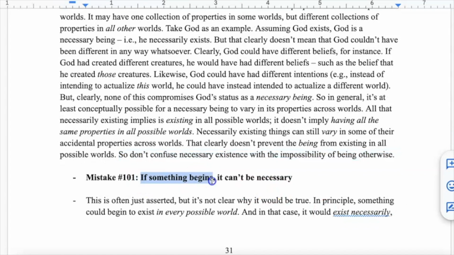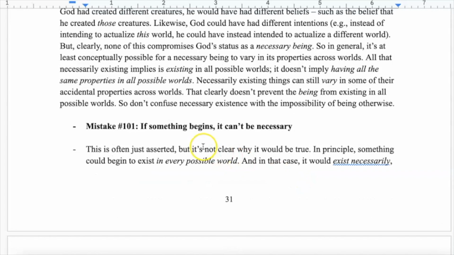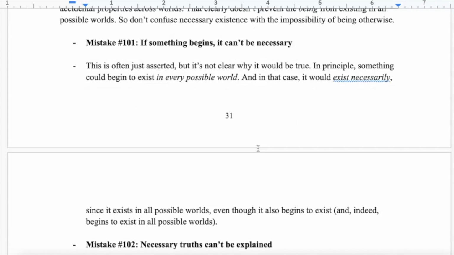Alright, mistake number 101. If something begins to exist, it can't be necessary. Now, this is often just asserted, but it's not clear why it would be true. Right? You might think that in principle, something could begin to exist in every possible world. Right? In that case, it would exist necessarily, since it exists in all possible worlds, even though it also begins to exist, and indeed it begins to exist in all possible worlds. Of course, I grant that under some usages of the term necessary, that's going to prevent something which is necessary from being able to begin to exist. I grant that. But again, I'm just using the standard previously articulated usage of what it is to exist necessarily.